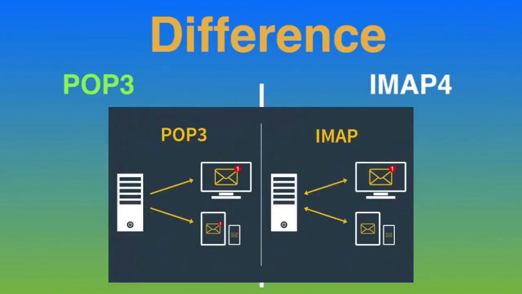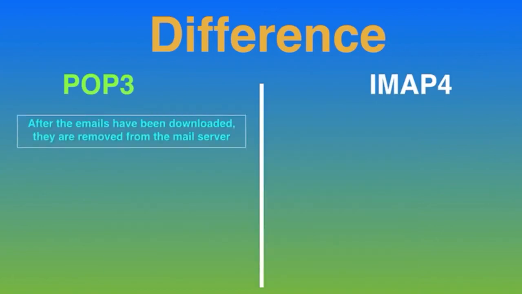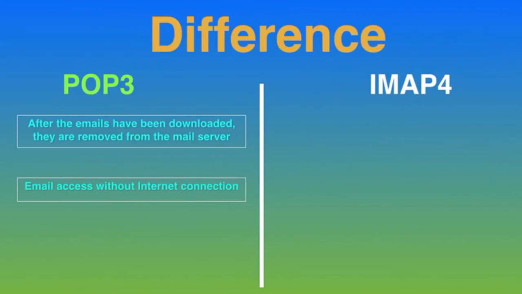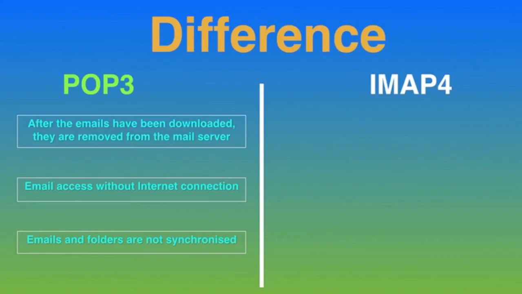Let's see the major differences between POP3 and IMAP4. In POP3, all your emails are downloaded to the computer or device checking the email. After the emails have been downloaded, they are removed from the mail server. Once the emails have been downloaded, you can also access them even if the device has no internet connection. Data such as emails and folders are not synchronized between different devices. This means that if you set up your email on your mobile device with POP3, the emails will be downloaded completely to your mobile device. POP3 removes the emails from the mail server.